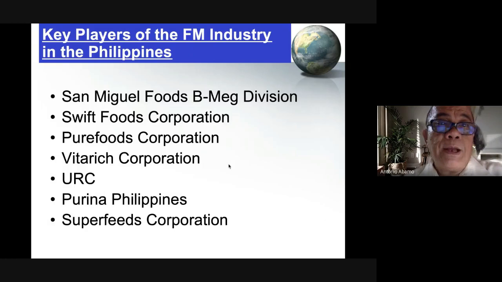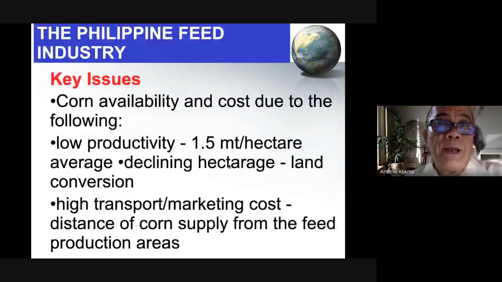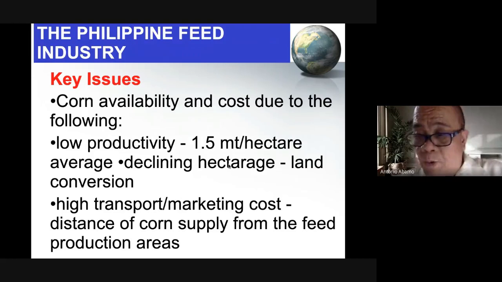Now, in the feed milling industry, there are key issues. One is availability of the major raw material, corn. We need to import corn because the productivity of corn in the Philippines is still very low. It's still 1.5 tons per hectare. And there is also a declining area planted to corn because of competition for settlement and other uses.